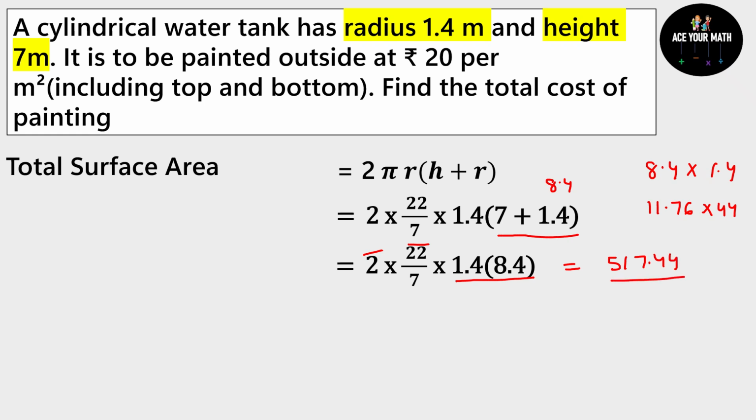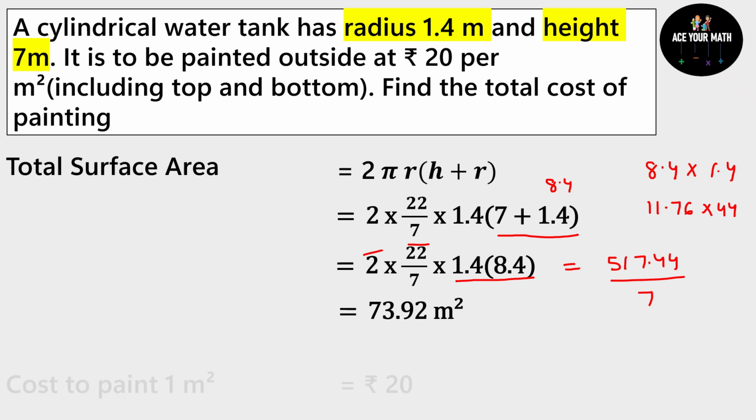Now the division sign is already there. So you will now divide 517.44 by 7. What will it give you? The result will be 73.92 meter square. So this is the total surface area of the tank.